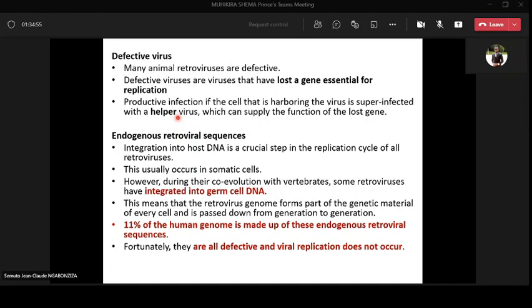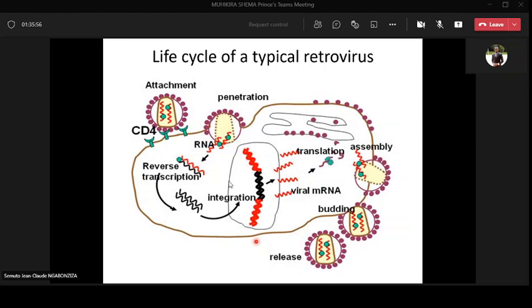So we have endogenous retroviral sequences, some of which were even integrated into germ cell DNA. Those are integrated in the germ cell DNA, so they can be passed to all types of human cells and will then be hereditarily transmitted. It turns out that at least 11% of the human genome is made up of these endogenous retroviral sequences. Fortunately, in that 11% the retroviruses are endogenously present in our chromosomes, they are defective and cannot replicate. They are just there and are part of our genome, they don't replicate and so on. So briefly, I think we have gone through this.